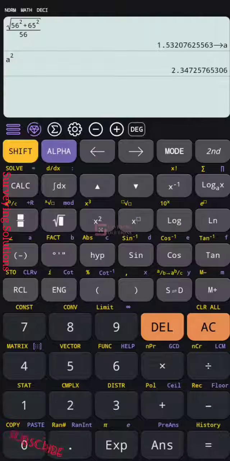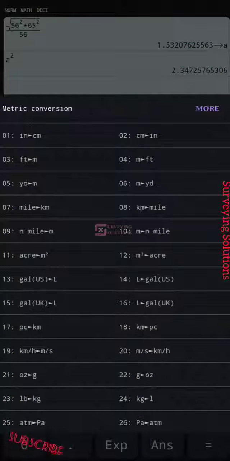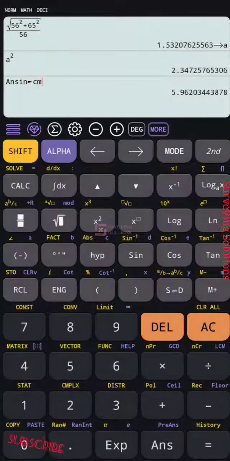In the same way, when you want to carry out conversion, you press shift and then you press 8. So it's now asking you what conversion do you want to carry out. Is it from inches to centimeter? So let's say you click on 1. It means you are converting from inches to centimeter.